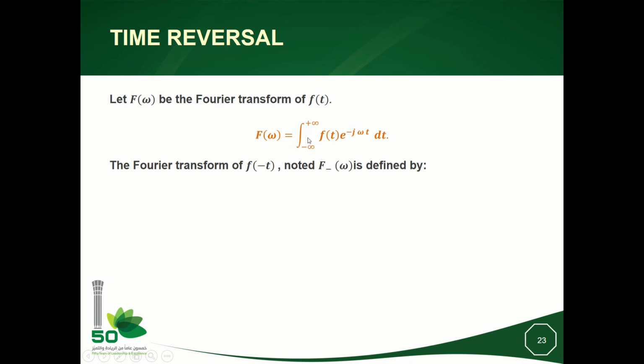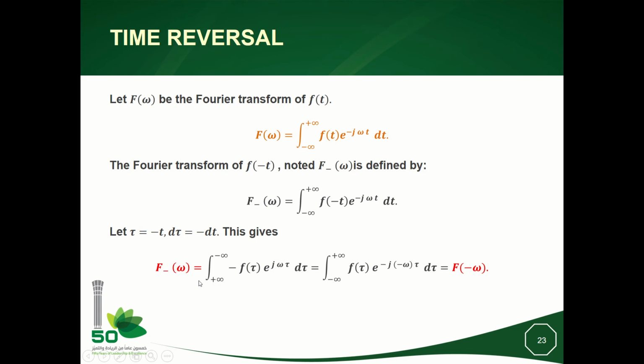So using the definition of the Fourier transform, we get F minus of omega, which is the Fourier transform of f of minus t, is by definition given by this expression. Let tau be equal to minus t. This means that d tau is equal to minus dt. Then we will replace minus t here by tau, and the limits of the integral will change because tau is equal to minus t. So we see here plus infinity, minus infinity.